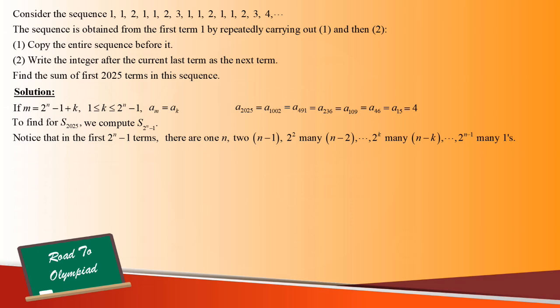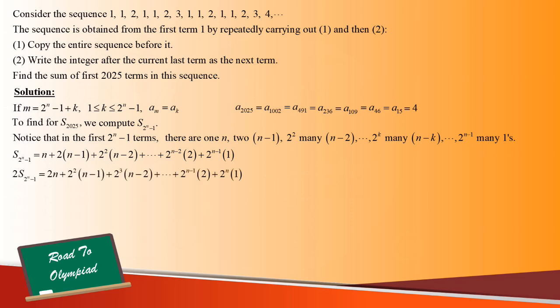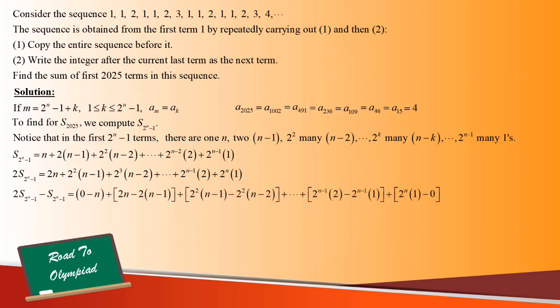Therefore, S_(2^n − 1) is simply equal to n + 2(n−1) + 2²(n−2) and so on, until 2^(n−1) × 1. To simplify this sum, we can first multiply it by 2 to obtain this one, and subtract the first equation from the second equation, and this is what we get.